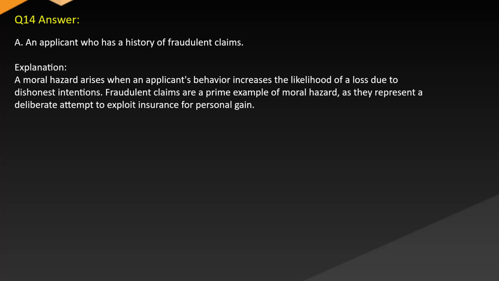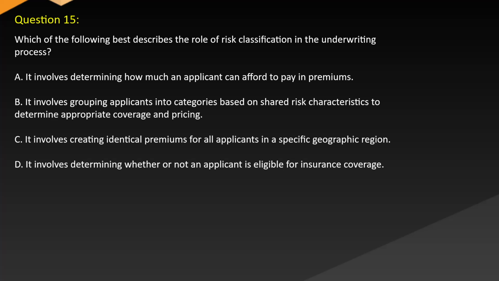Answer A. An applicant who has a history of fraudulent claims. Explanation: a moral hazard arises when an applicant's behavior increases the likelihood of a loss due to dishonest intentions. Fraudulent claims are a prime example of moral hazard as they represent a deliberate attempt to exploit insurance for personal gain. Question 15. Which of the following best describes the role of risk classification in the underwriting process?